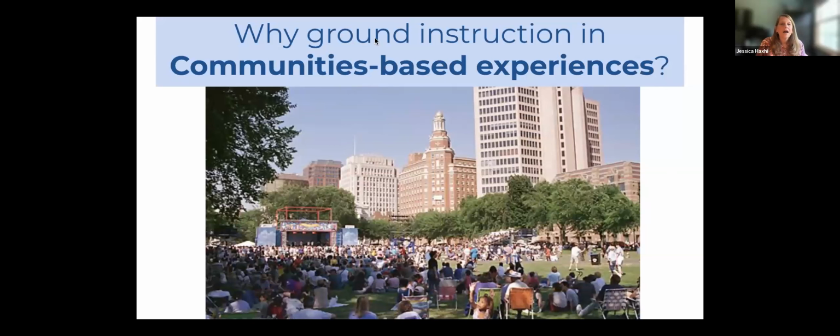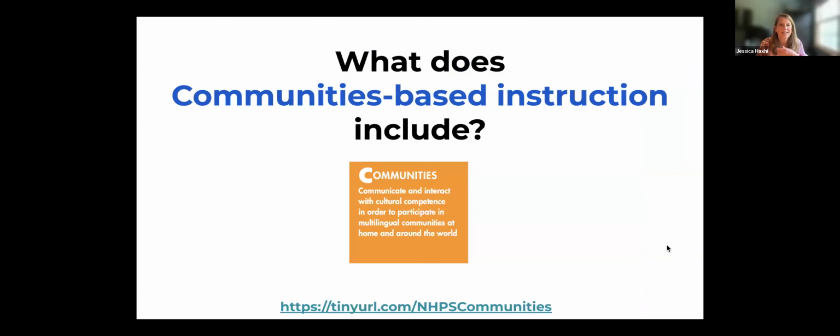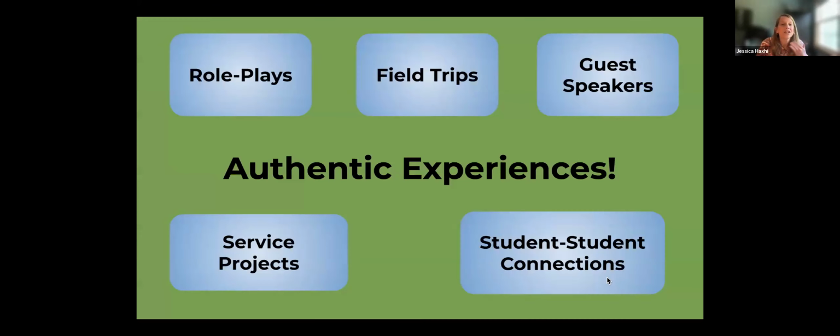so why would we ground our instruction this way in community-based experiences? What does it include, right? So for us, when we talk to teachers about how to teach these units, we talk a lot about role play. So role playing what might happen if you walk into a convenience store in New Haven, and the clerk speaks Arabic or the clerk speaks Spanish.